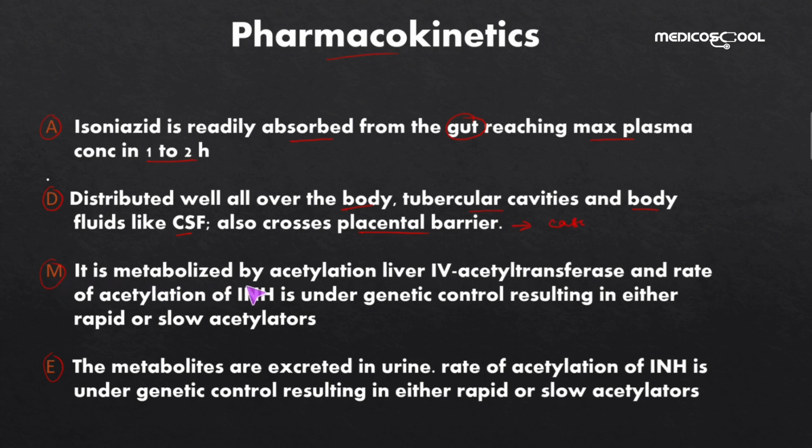The fourth one is the metabolism. It is metabolized by acetylation, and this acetylation occurs in the liver by the type 4 acetyltransferase, and the rate of acetylation of isoniazid is under genetic control, meaning that there may be slow or rapid acetylators depending upon the presence of this type 4 acetyltransferase enzyme. Towards the excretion, the metabolites are excreted mainly in the urine.